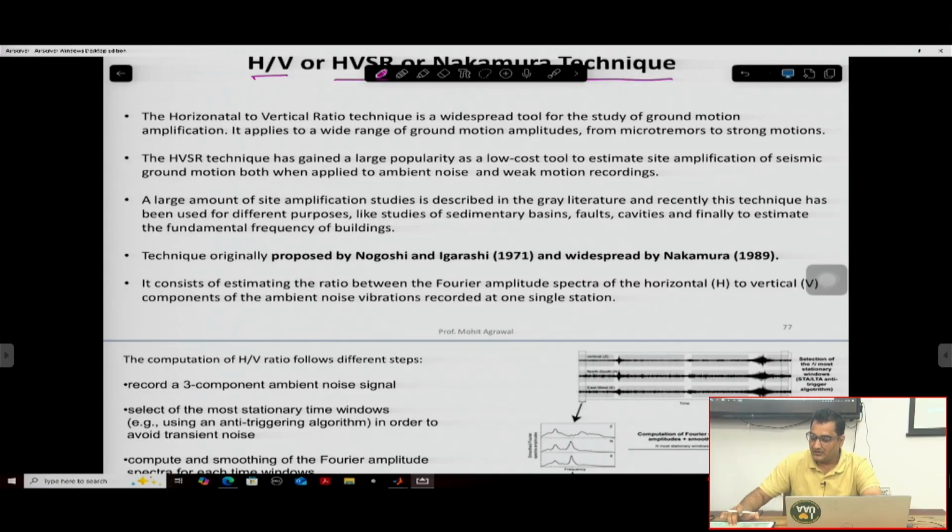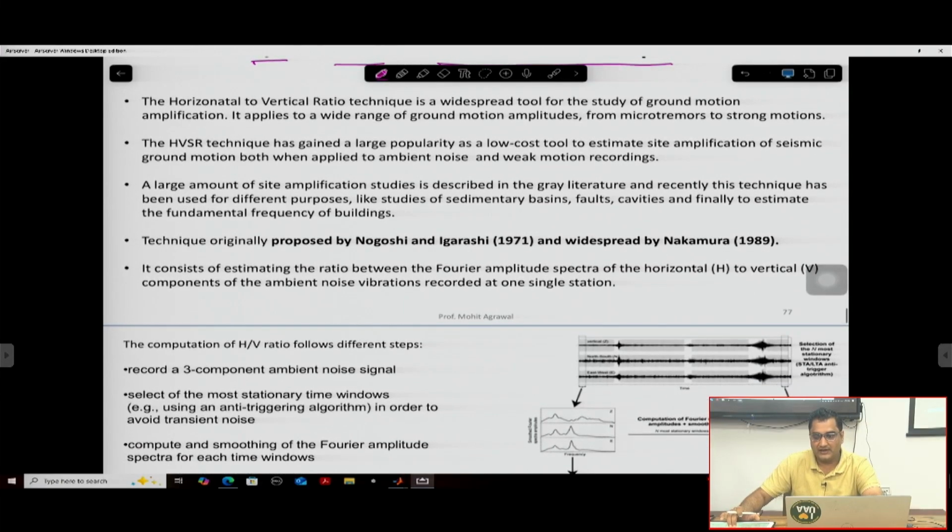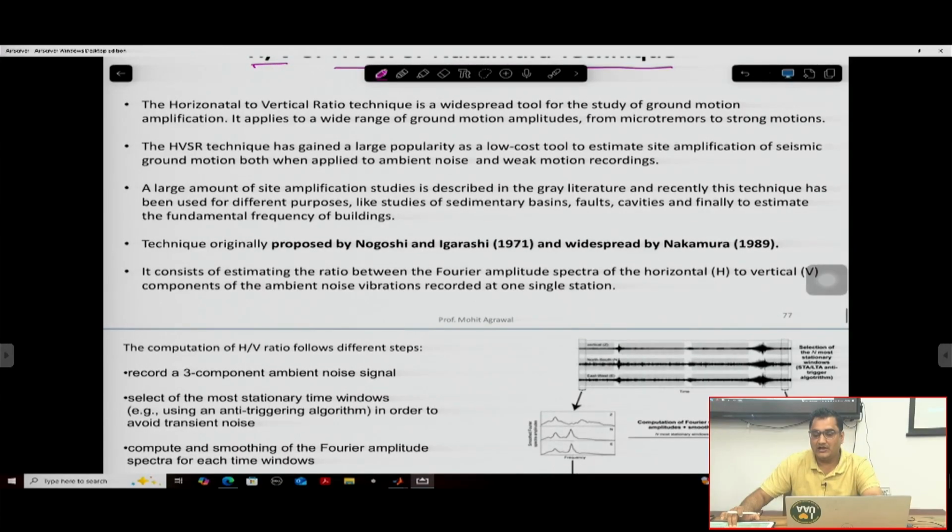The technique was initially proposed by Nogoshi and Igarashi in 1971, and it was popularized by Nakamura in 1989. It consists of estimating the ratio between the Fourier amplitude spectra of the horizontal and the vertical components of the ambient noise vibrations recorded at one single station.